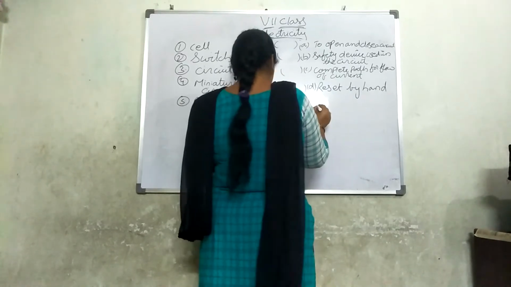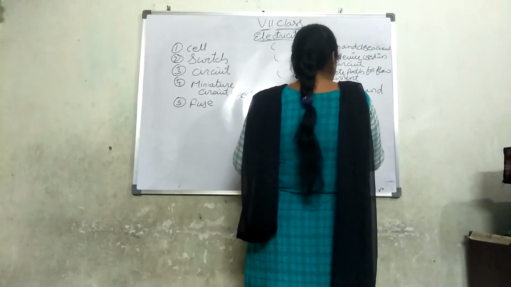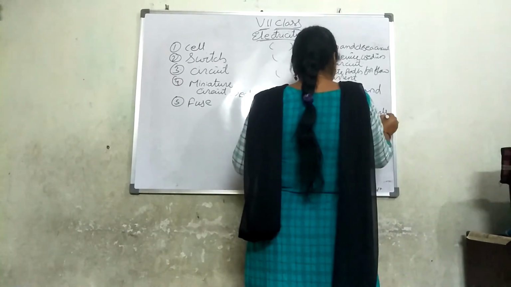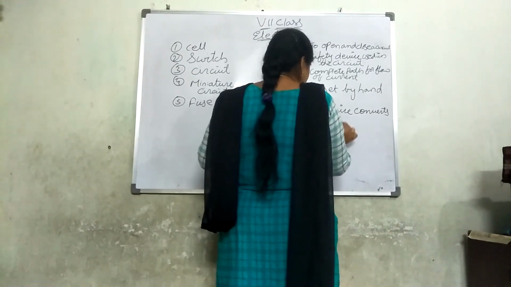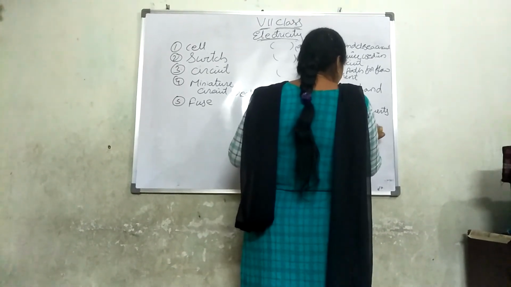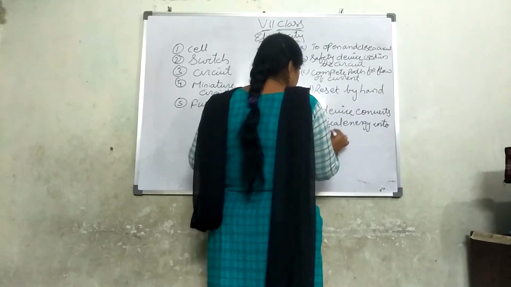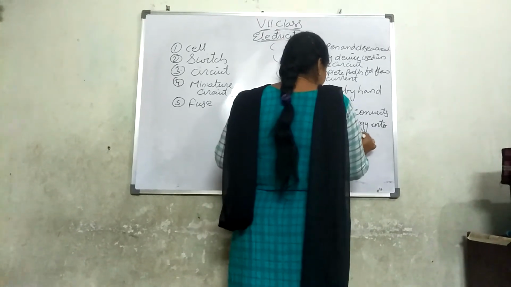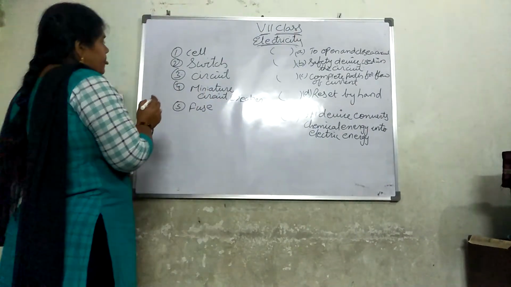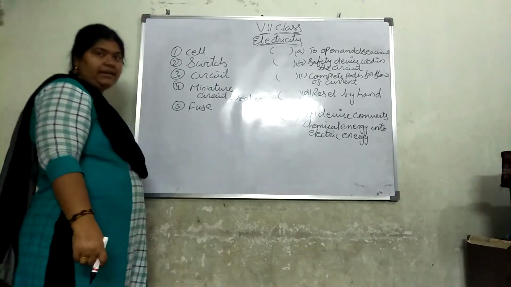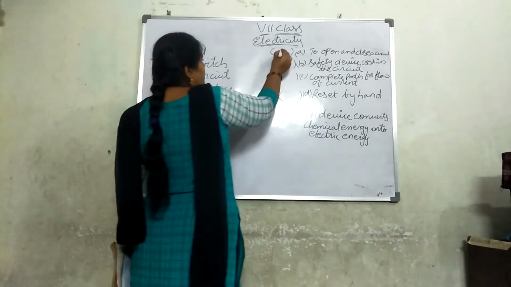Then a device converts chemical energy into electric energy. Now see here, cell. What is a cell? A device converts chemical energy into electrical energy.